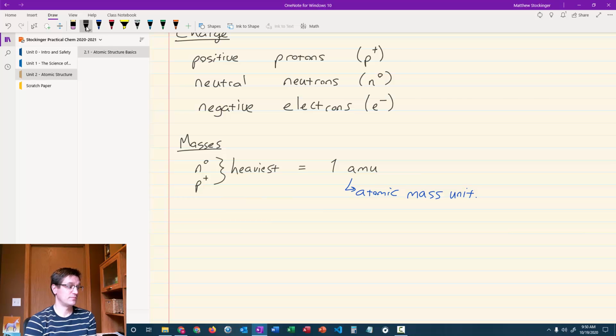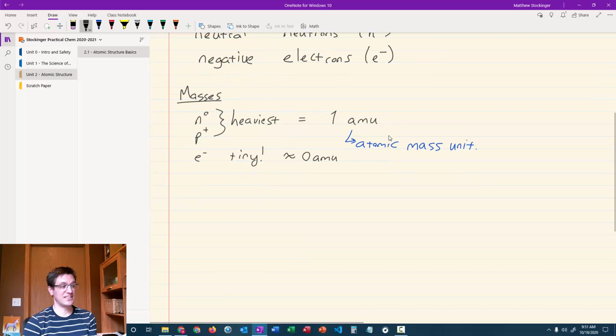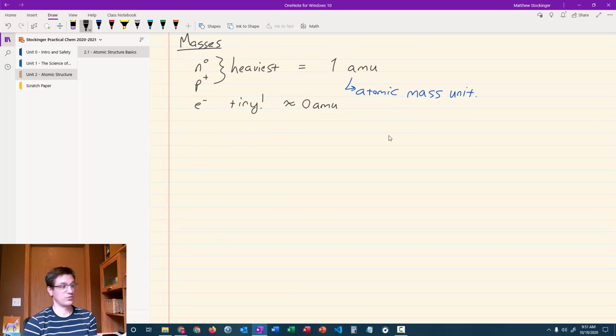Electrons have mass, but it's so small that it's almost 0. We don't count the electrons when we're adding up the mass of an atom. So an electron is tiny, mass is almost equal to 0 AMUs, and for the purposes of our class, because we're just practical chemists, we're going to call it 0. You should know in reality it's not 0, but it's really close.